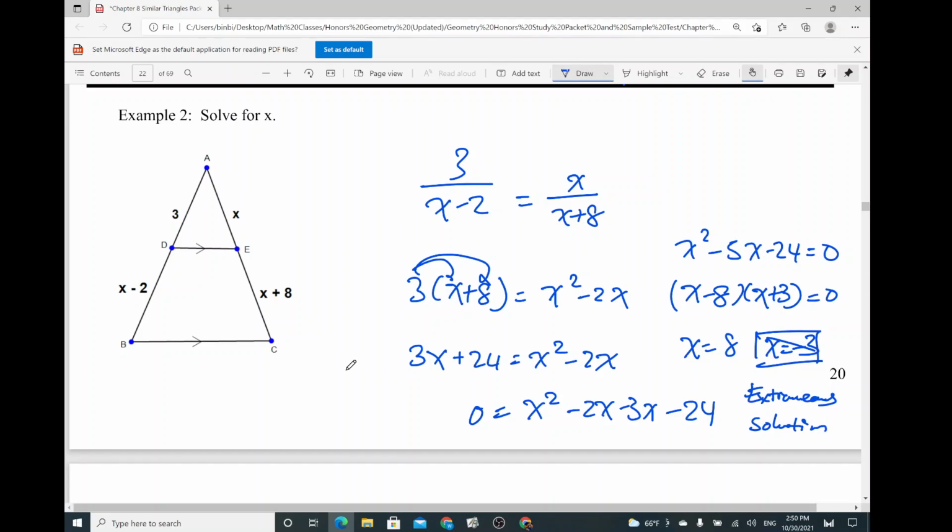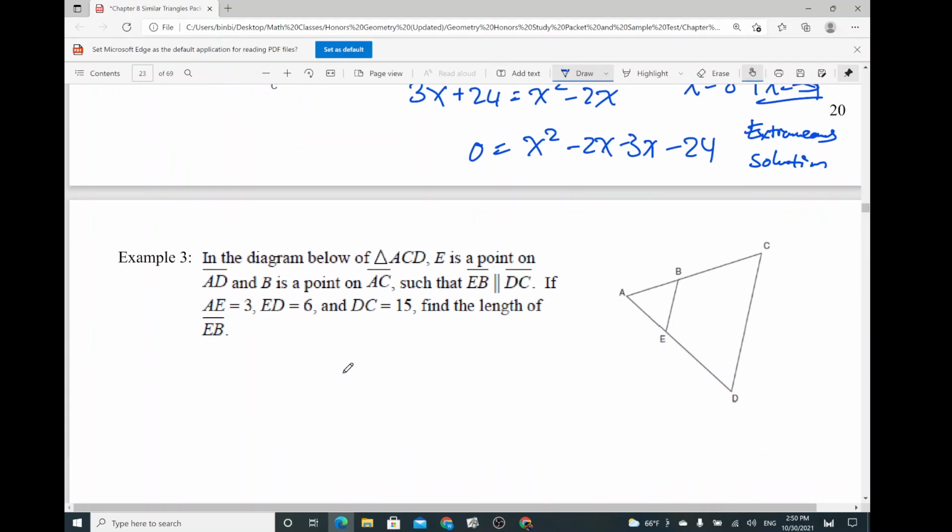Okay, so now let's see what else we have for another one. So example 3, in the diagram below, triangle ACD, E is the midpoint on AD, so if that's the midpoint, those two line segments must be congruent. And then B is just a point on AC, not the midpoint, excuse me. So this one is just a point.